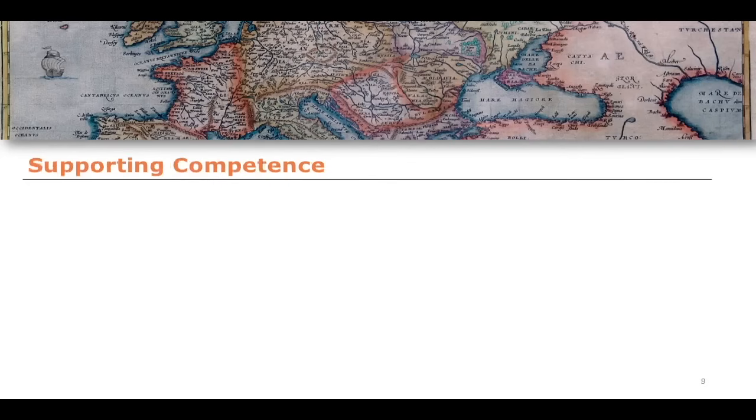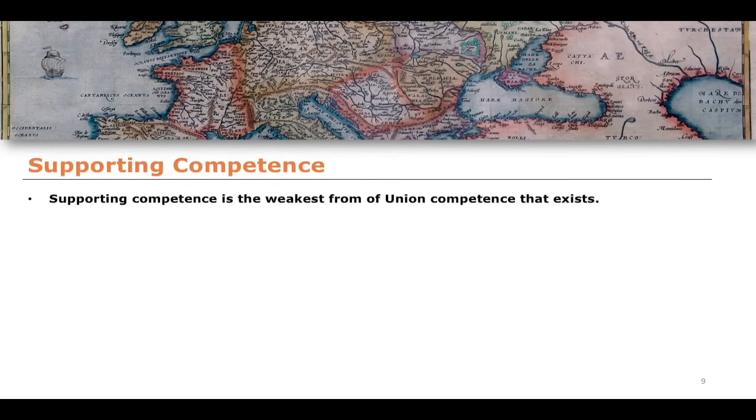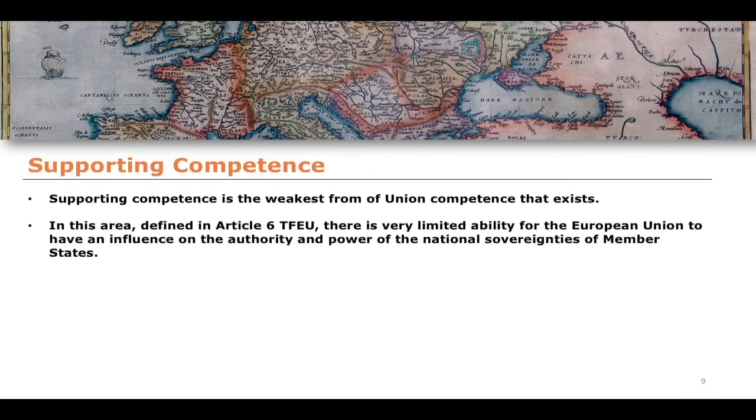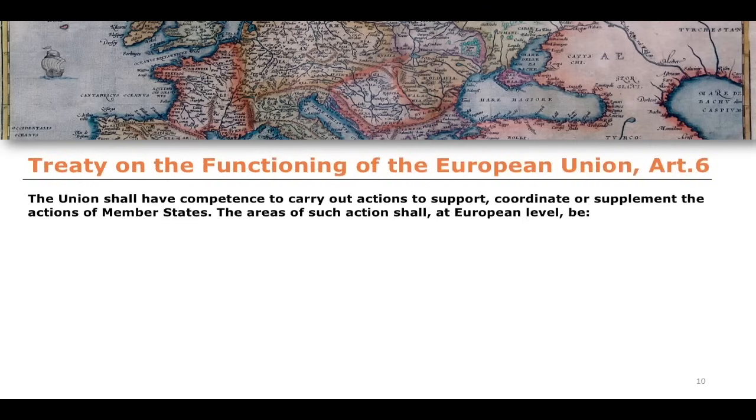Finally, then, we have Article 6, which is supporting competence. Supporting competence is the weakest form of union competence, and essentially, as defined in Article 6 of the Treaty on the Functioning of the European Union, what supporting competence is, is areas where the European Union has a very limited ability to have influence on the authority and power of the national sovereignties of member states.